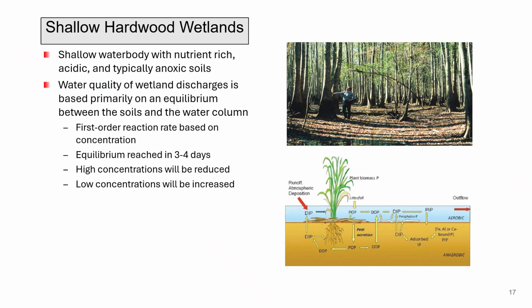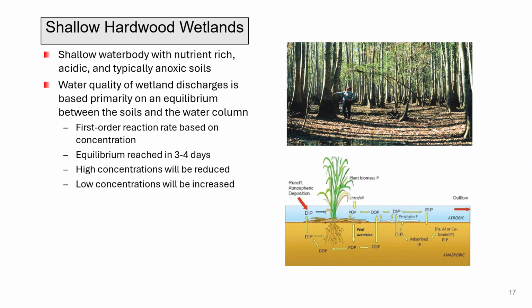Shallow hardwood wetlands are characterized by their shallow water bodies, which overlay soils that are typically rich in nutrients, acidic, and often anoxic, meaning they lack dissolved oxygen. The water quality of any discharge from these wetlands is primarily determined by an equilibrium established between these unique soils and the water column itself. This process operates as a first-order reaction rate, meaning it's dependent on the concentration of substances present. An important characteristic is that this equilibrium is usually reached quite rapidly, typically within 3 to 4 days.